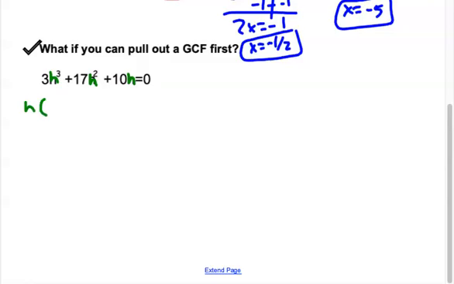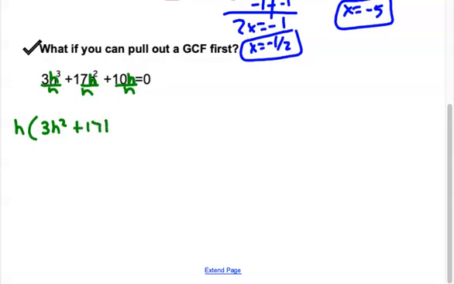And then what I'm left with, I should probably show a little bit of work. I'm going to take an h out front, and then I'm going to divide everything here by h. And then what I'm left with inside is 3h squared plus 17h plus 10. All the h's went down by 1. Okay, so what happens here, I'm going to keep the h out front because we're going to talk about what that does in a second.